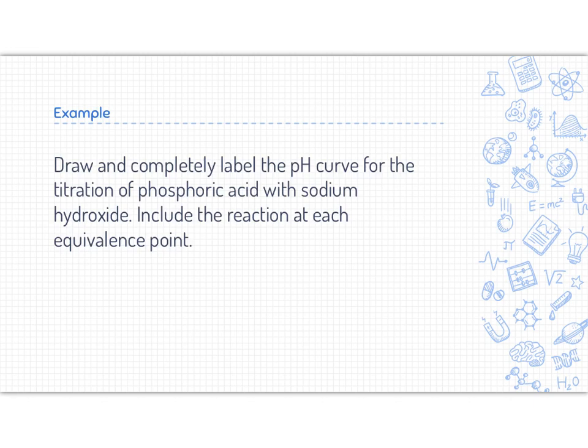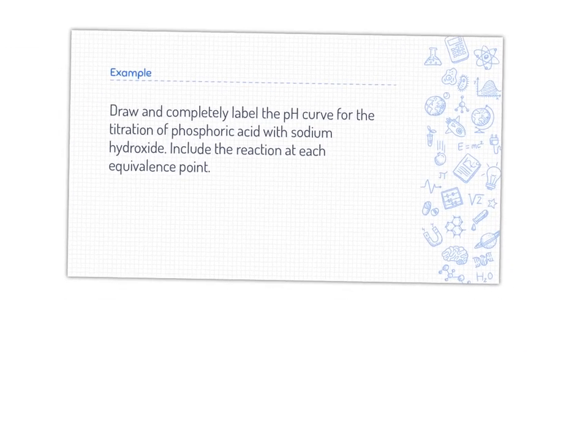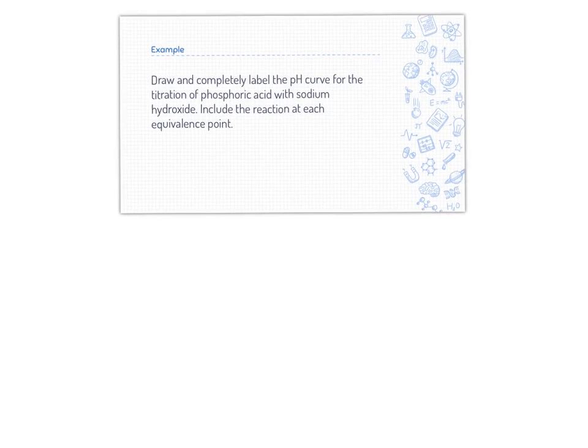All right, so we are going to draw and completely label the pH curve for the titration of phosphoric acid with sodium hydroxide. Include the reaction at each equivalence point. Okay, so I've already kind of noted this because H3PO4 reacts with NaOH to make 3 waters and Na3PO4. There's 3 H's, meaning that it is triprotic, and it will have 3 steps or equivalence points.